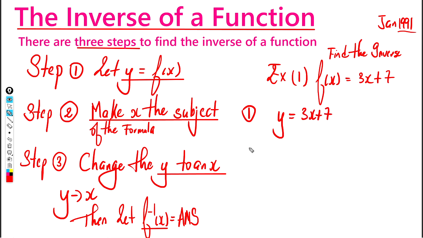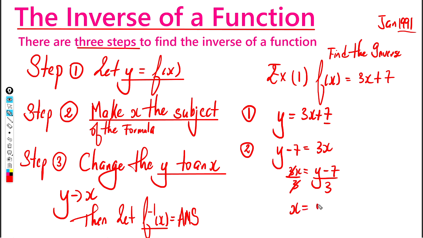Then the next step, step 2, is to make x the subject of the formula. So I want to move this 7 over to the left side. I'm going to get y minus 7 is equal to 3x. Let me just switch it around: 3x is equal to y minus 7. Divide both sides by 3 to get rid of the 3. And I'm going to get x is equal to y minus 7 over 3.